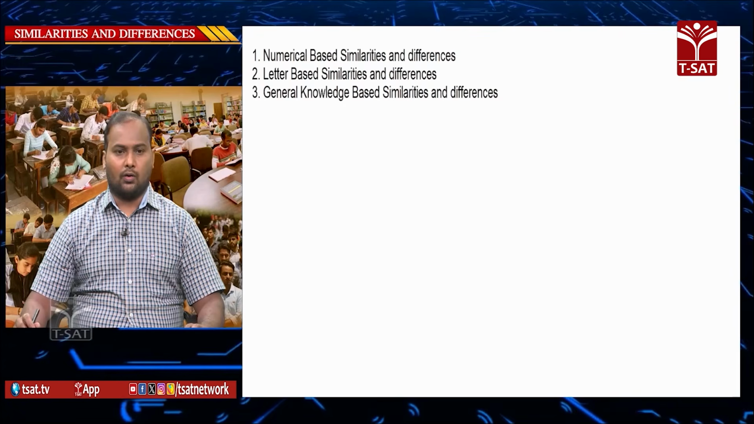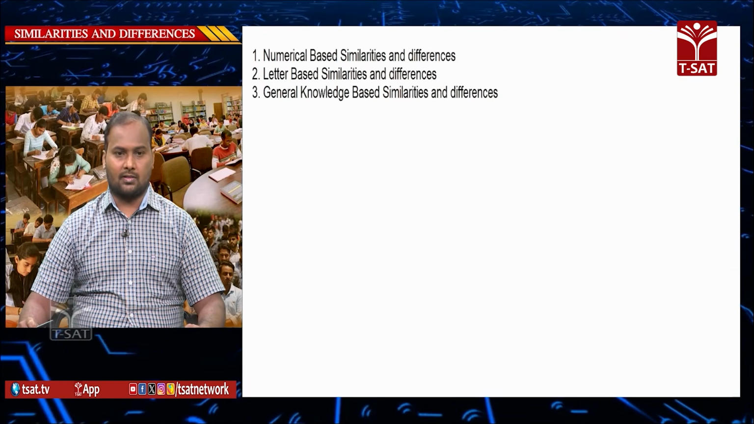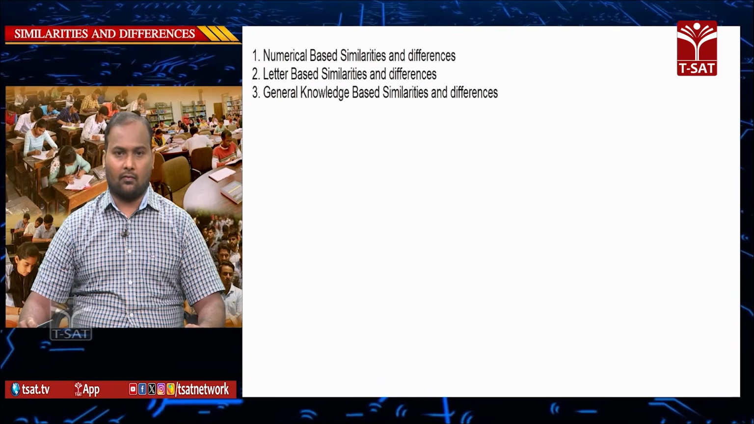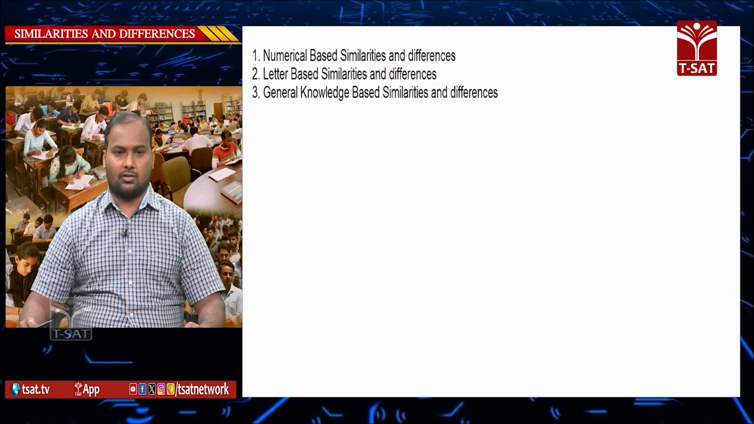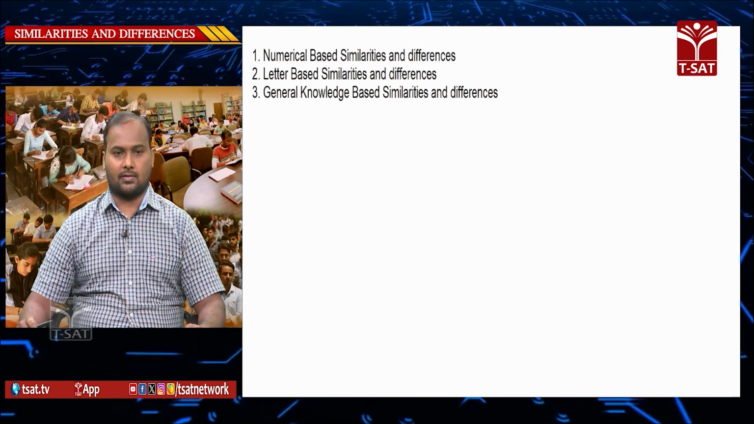In similarities and differences, we have a total of 3 types. These are the 3 types: one is numerical based similarities and differences, the other one is letter based similarities and differences, followed by the very important general knowledge or vocabulary based similarities and differences.